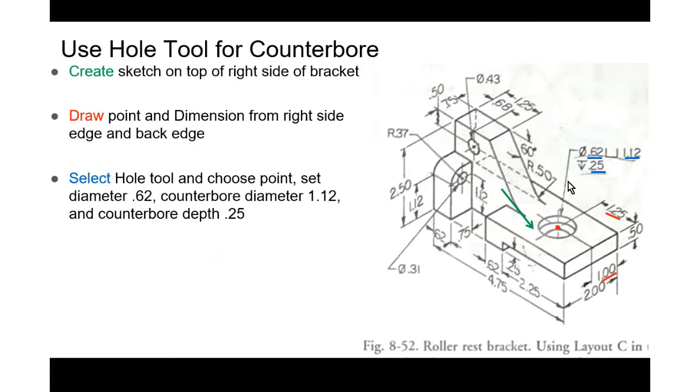Now we're going to click the hole tool, choose the point, set the diameter 0.62, the counterbore diameter to 1.12, and counterbore depth to 0.25. We got all that information from this notation here. We see a diameter of 0.62. The little U shape, or sort of half rectangular shape, means it's a counterbore and it's a 1.12 diameter. And the little down arrow means it's a 0.25 depth.